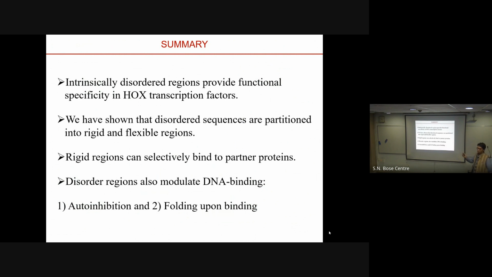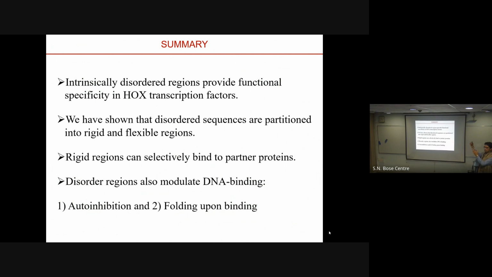Traditionally, we structural biologists would just chop off the disordered parts because these are a nuisance, and then look at the structured part. But now I think we have the tools, both experimental and computational, to study these very interesting proteins. We have looked at Hox transcription factors, and we see that they provide this functional specificity to these proteins.